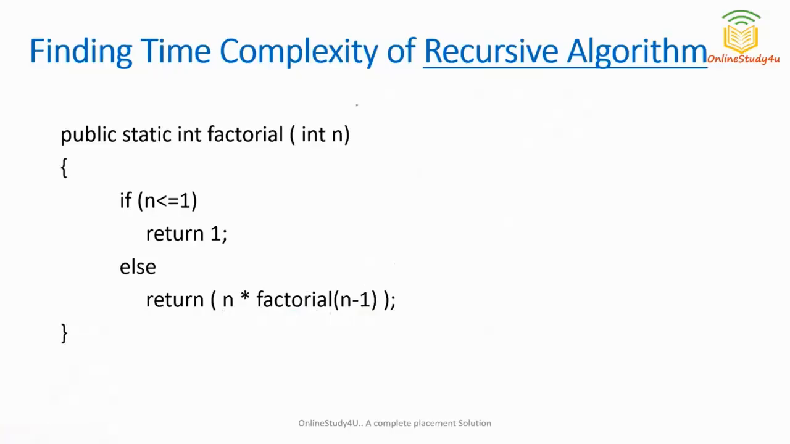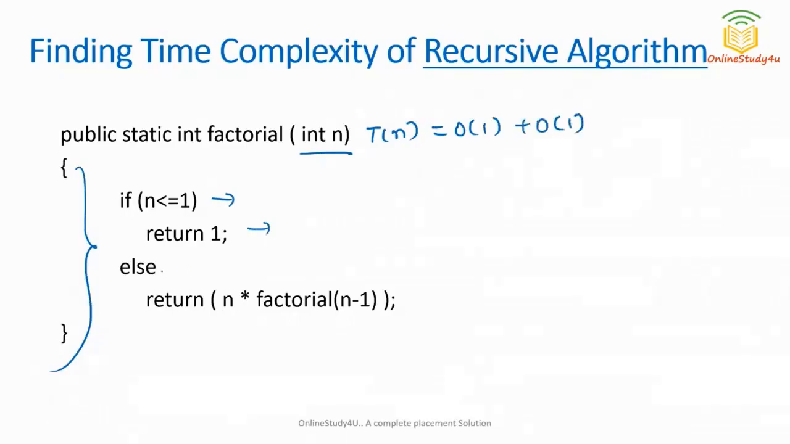So first we have to write the expression. We have to write the time complexity expression. If we follow that same technique, this is considered as T of n, and the internal things will be the result of this. So this is equal to what? This is order of 1, plus order of 1, that is big O of 1. Again big O of 1.